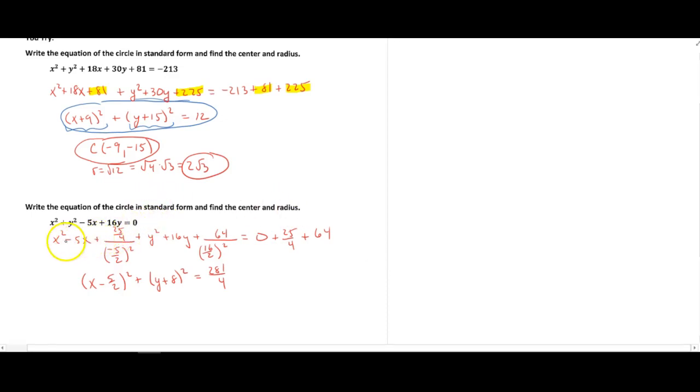different, right? To complete the square here, I'm going to add 25 over 4. To complete the square here, I'm going to add 64. 0 plus 25 over 4 plus 64 gives me 281 over 4. So now my center would be at 5/2, -8. And my radius would be root 281 over 4. But I'm actually going to simplify that to the square root of 281 over the square root of 4, which is 2. Okay, and we are done.